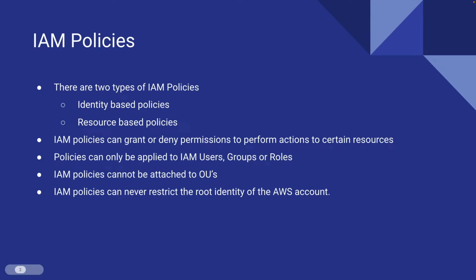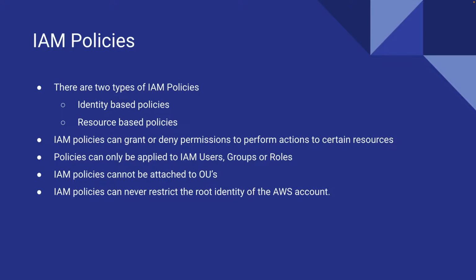So what is an IAM policy? An IAM policy is a policy that operates at the principal level. There are two types of policies, identity-based policies and resource-based policies. Identity-based policies are obviously attached to an IAM user, group, or role, whereas a resource policy is attached to an AWS resource, such as an S3 bucket.